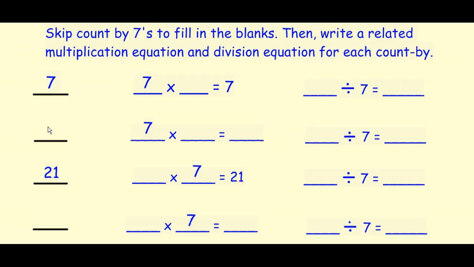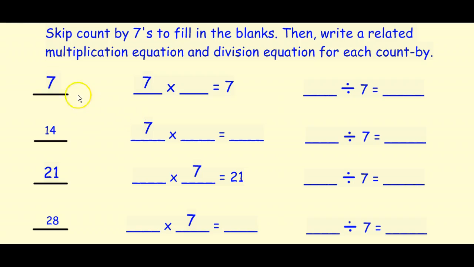If I'm skip counting by 7s, I'm going to have 14 next. I already put 21. That comes after 14. So I want you to write on your board what's going to come after 21 if I'm skip counting by 7s. Push pause in order to do this. If I'm skip counting by 7s, I will have 28 that comes after 21.